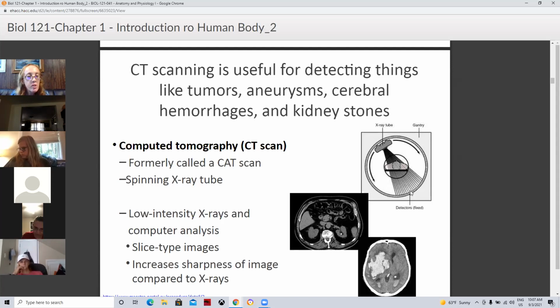Benefits to it, it increases the sharpness of images compared to your traditional X-ray. One disadvantage to it is that it takes longer, and the individual has to stay very, very still and not move.